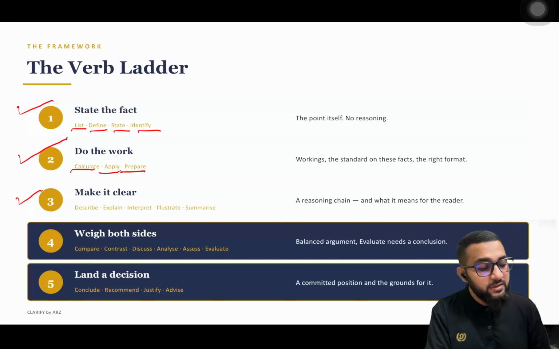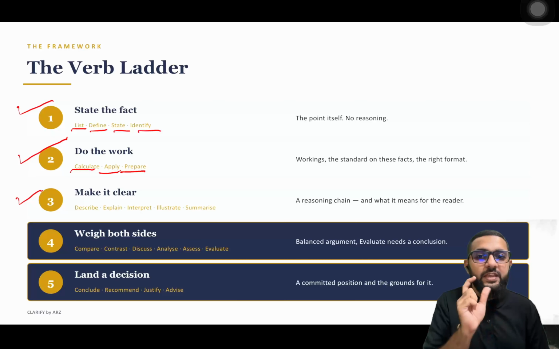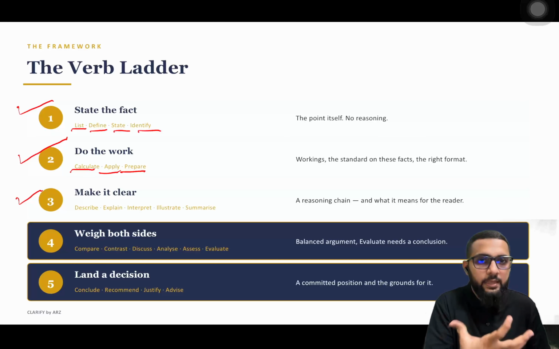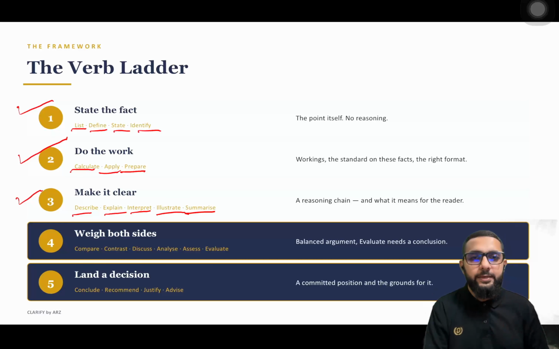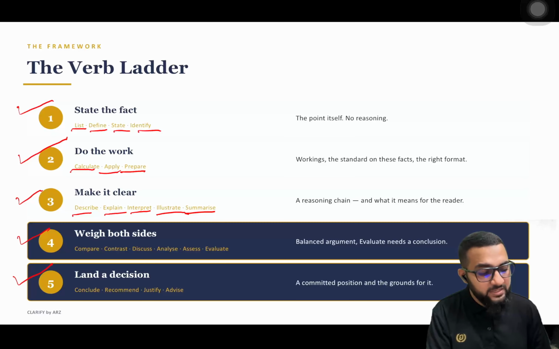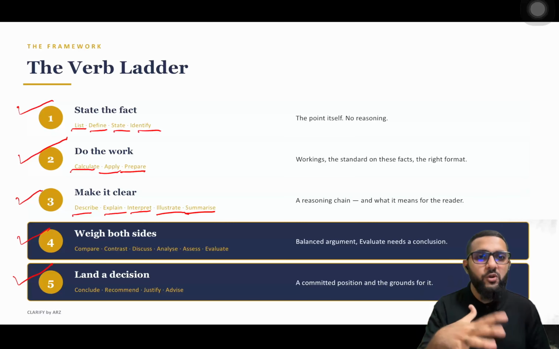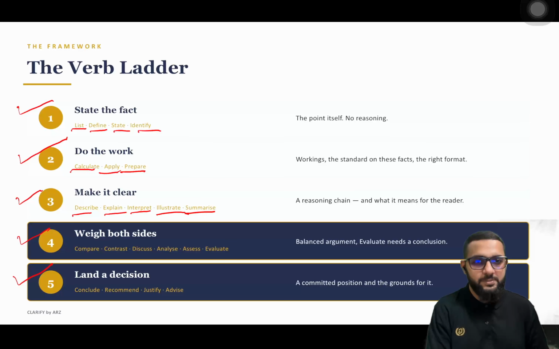The third step of the ladder is to make it clear. If these verbs are used, you need to bring in more clarity, reasoning and justification: describe, explain, interpret, illustrate, summarize. These all require you to make it clear. Then the fourth step. These are the two steps that are very important, because SBR lands on these two steps. An SBR candidate is supposed to land on these steps.